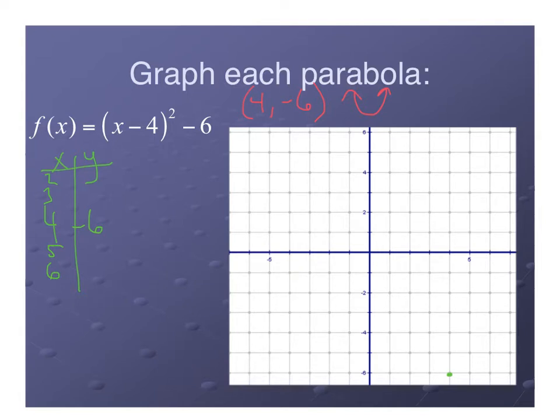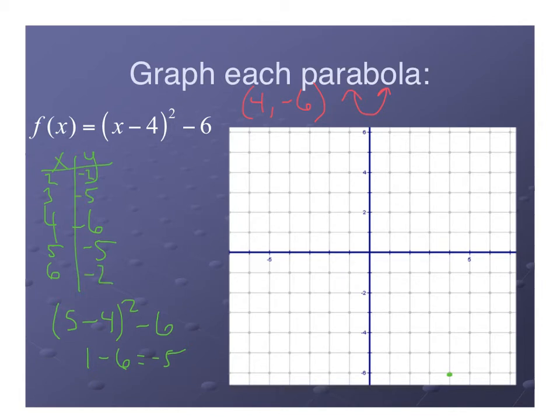Why don't we do one together and then you can do the other ones on your own. So if I plug in 5 for x, I have (5 minus 4) squared minus 6. That's going to be 1 squared is 1, minus 6 gives me -5. Let's get the other ones now. You got it. I know you can do it.